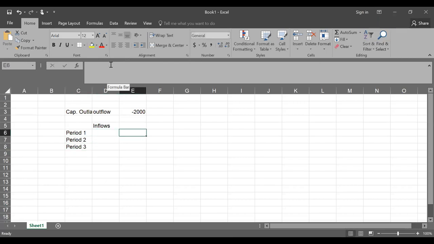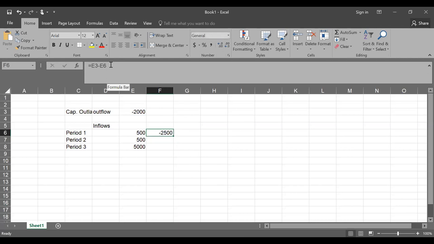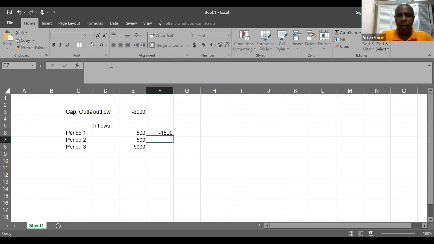So the inflows of period one was 500, and 500, and then the third period we had 5,000. So at the end of period one, we'd be out of pocket 1,500, and we continue the accumulation. At the end of period two, we would have been out 1,000. So we're looking for 1,000 more in the third year.